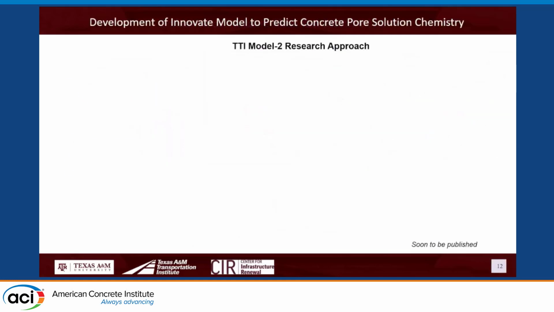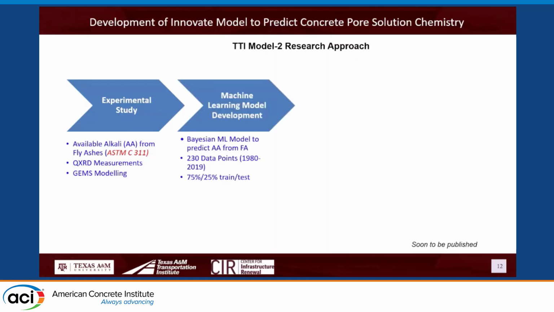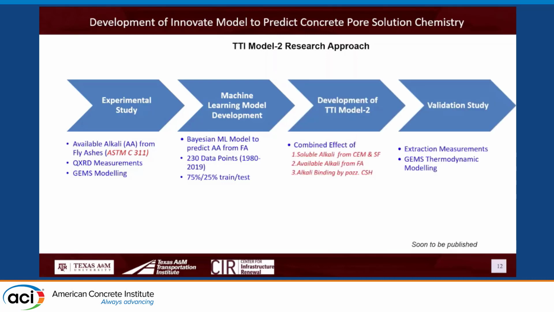So what was the research approach? We first did the experimental study, and then we did a Bayesian machine learning model to predict available alkalis from different fly ashes. For that, I took about 230 data points of the 400 that I showed previously. And then the TTI model 2 was developed, and finally the validation study.